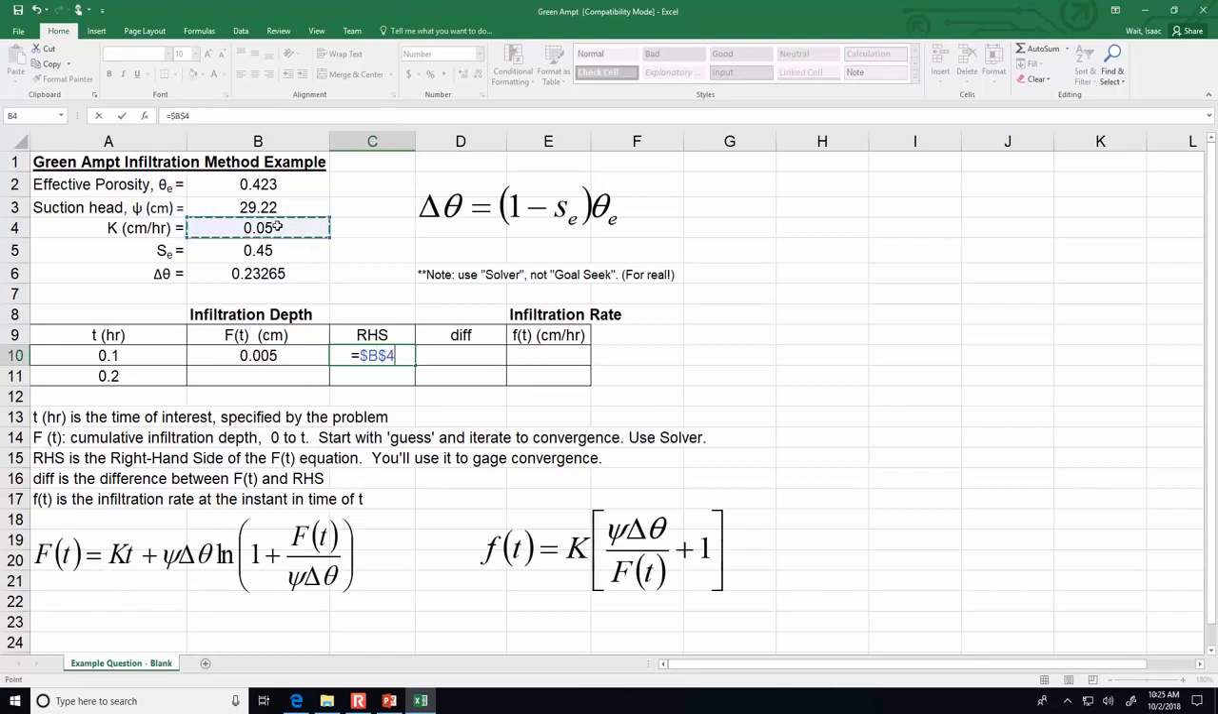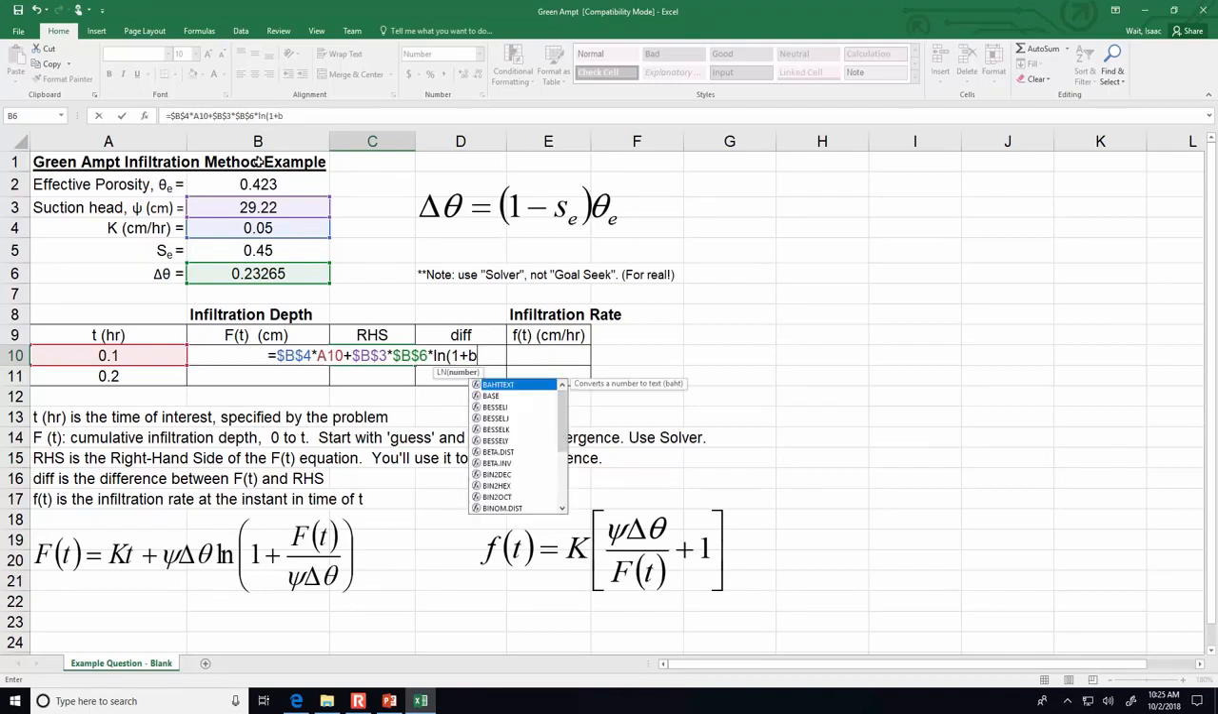So K, I'm going to anchor that so I can drag it down later, times T plus psi anchored times the delta theta, anchor that as well, times the logarithm of 1 plus, now where it refers to the f of t, we'll put in our guess value, which was in cell B10. I can't click on B10 because my formula is centered and it's getting in the way, so I'll just type in B10. Okay, and then that is divided by psi times the delta theta. I'll leave that up for a moment.